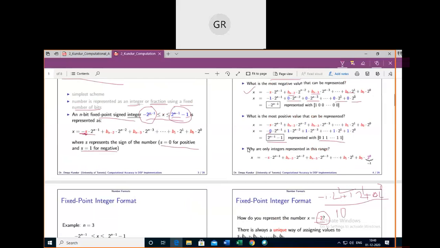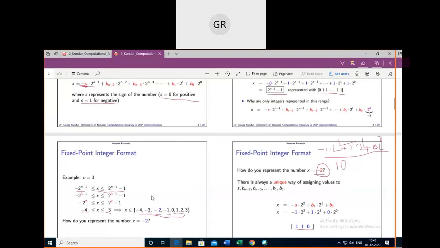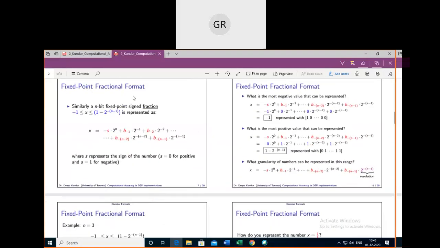Okay, please, this number format is very important, and this number range. Please go through the number range here. This one is very important. They will give numbers like this. When n equal to 3, what is the fixed point integer range? Okay, next one is fixed point fractional format.